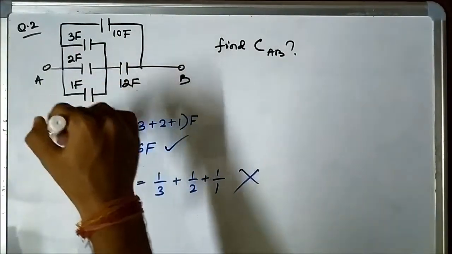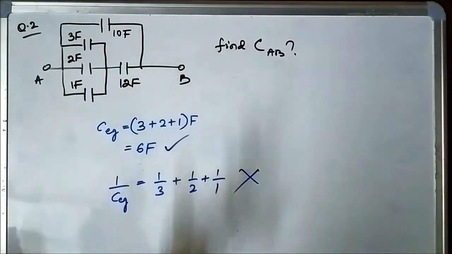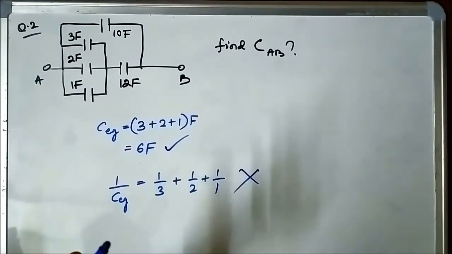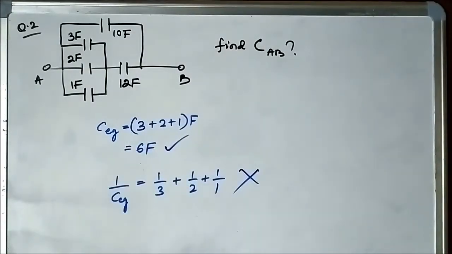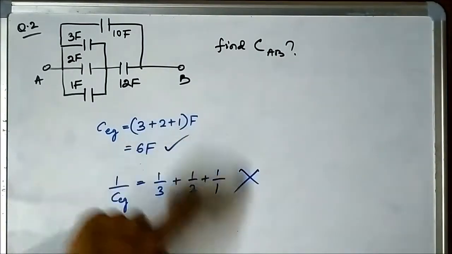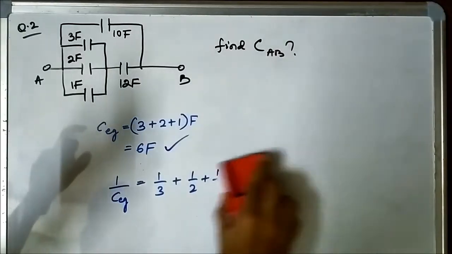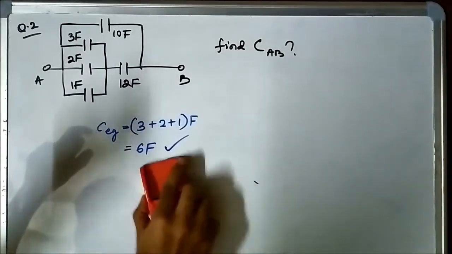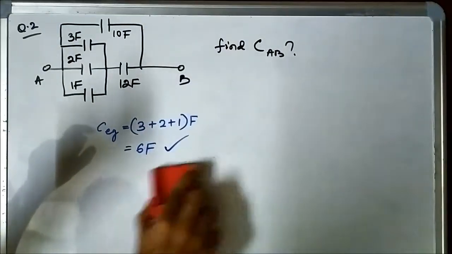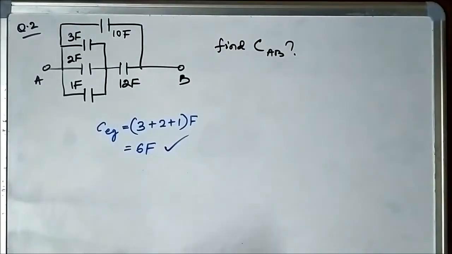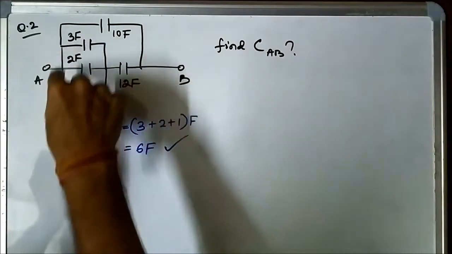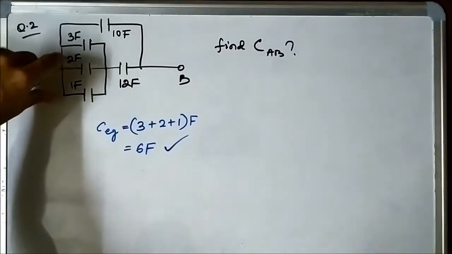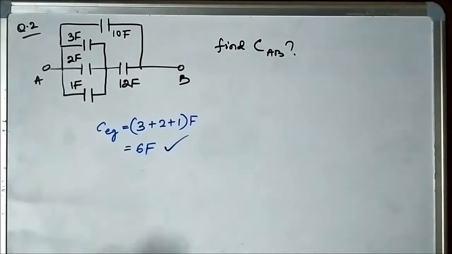When a number of capacitors are connected in parallel, the total equivalent capacitance will simply be the sum of the individual capacitances. So don't make this mistake. Okay, with practice it will come, no need to worry about that. All you need to do is practice more and more problems. So the equivalent capacitance of this combination, 1 farad, 2 farad and 3 farad, is 6 farad.